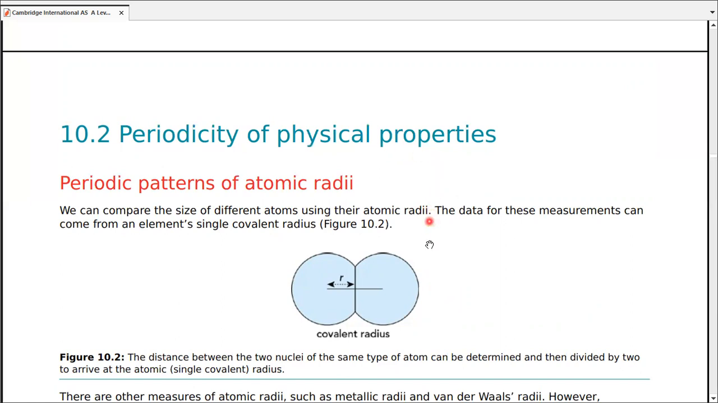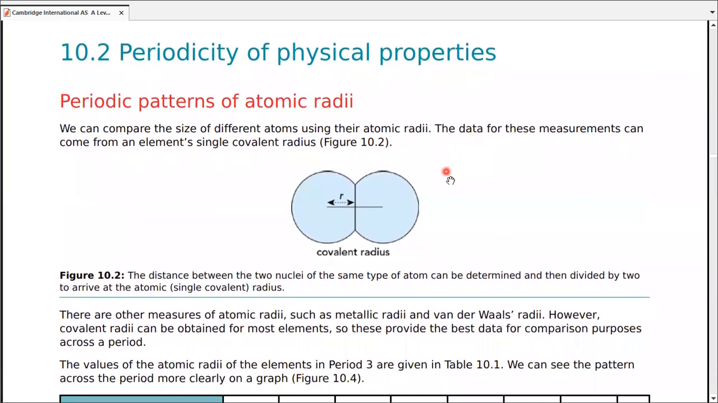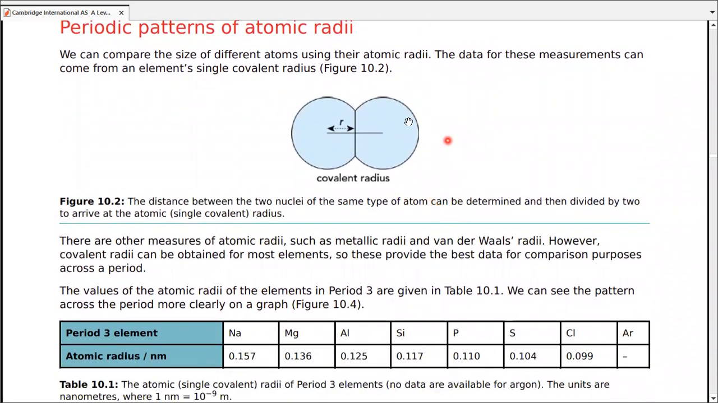So 10.2, periodicity of physical properties. Starting with the periodic patterns of atomic radii, we can always compare the size of different atoms using atomic radii. Now, the data for these measurements come from the element's single covalent radius. Now, what do we do? We consider two atoms joined together. We talk about the line joining the nuclei of one to the nuclei of the second, and we take half of that distance as the radius.